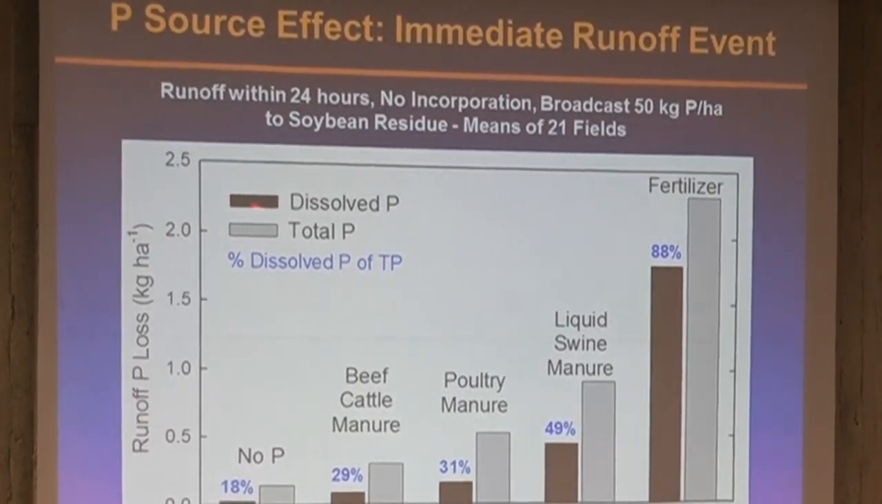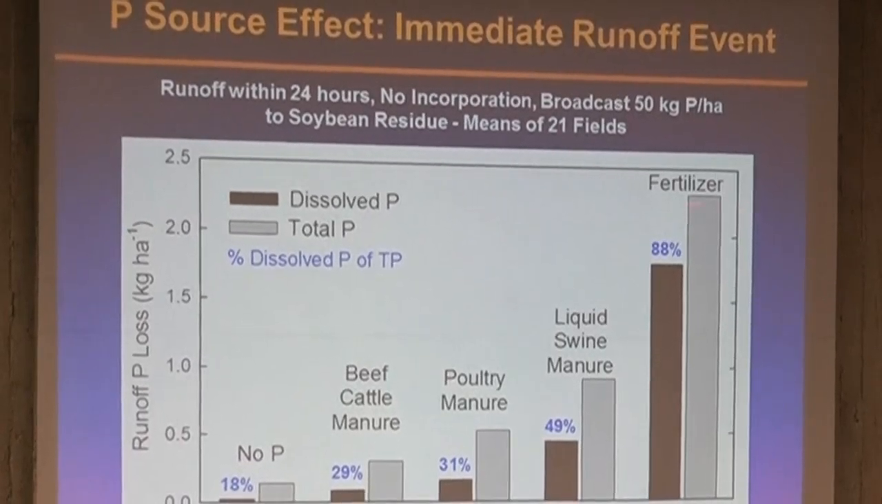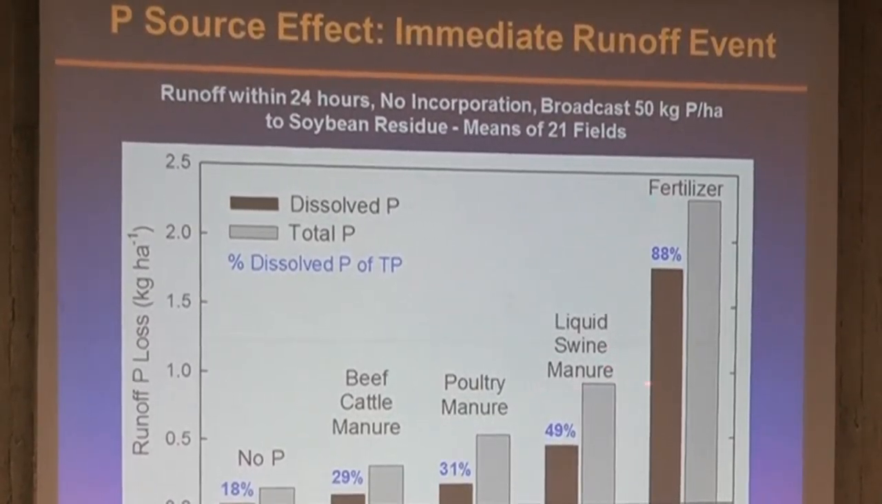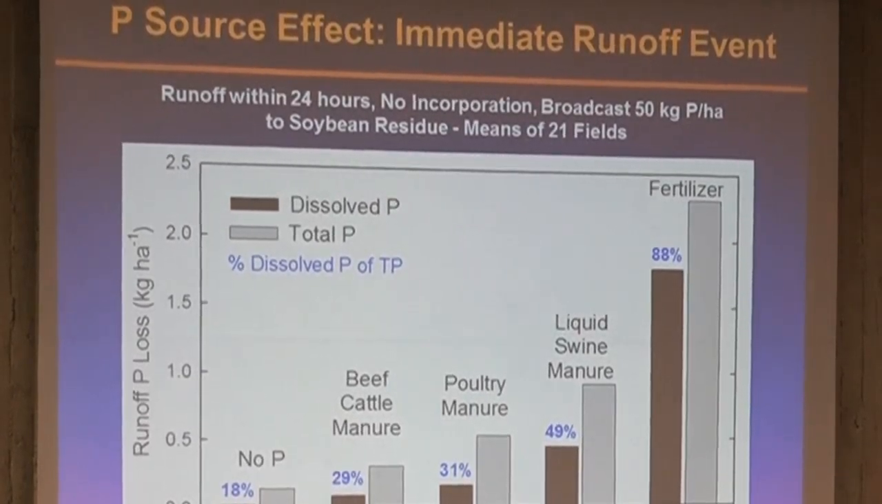This is the phosphorus loss. When we apply fertilizer, and we get rain or a runoff event immediately after application, by far the most phosphorus leaves the field. It's less with liquid swine manure. Remember, all of this is applied to the surface, not incorporated. And it's much less with poultry manure and beef cattle manure. So this is short term. We don't have a long term experiment to measure what happened over the years.